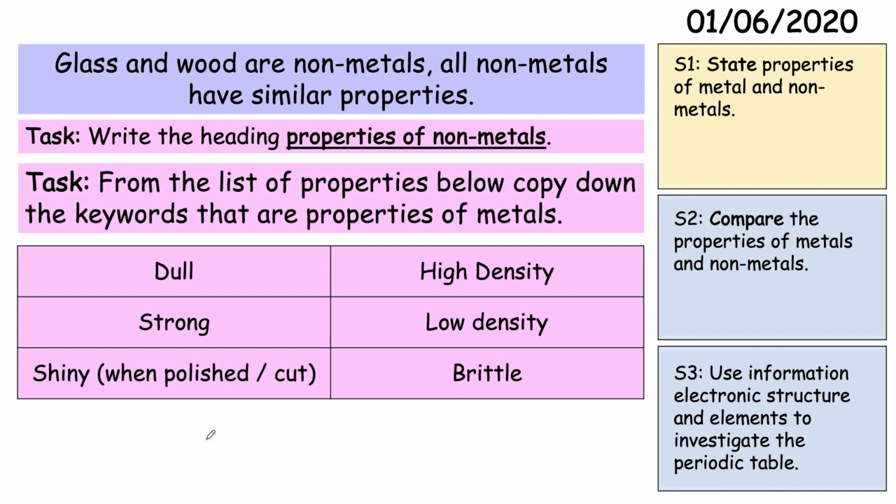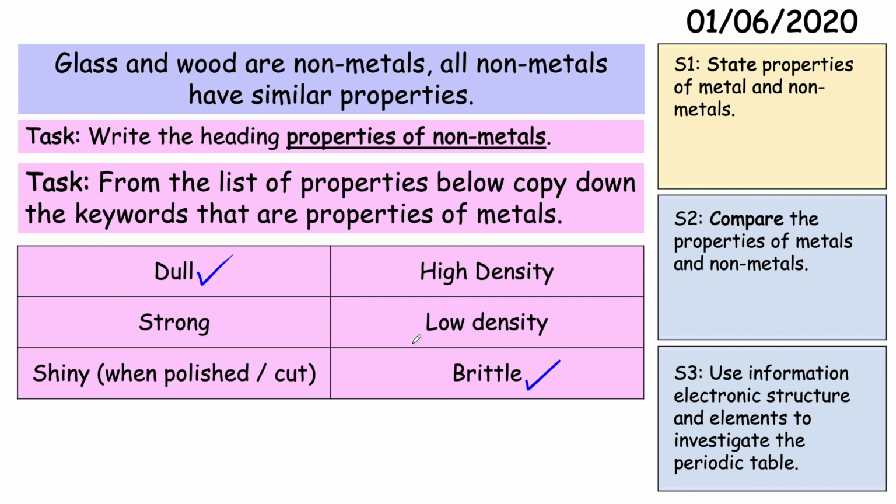Right, hopefully you've had a go and you picked correctly. Non-metals are dull, they are not shiny. They're not strong, they're actually brittle, they break easily. Now there's 2 more here. These are new, this is density. And density is how many particles there are in a given volume. If you like, you can think of it as how heavy they are. Now this is not completely correct, but it'll give you an idea of what I mean.